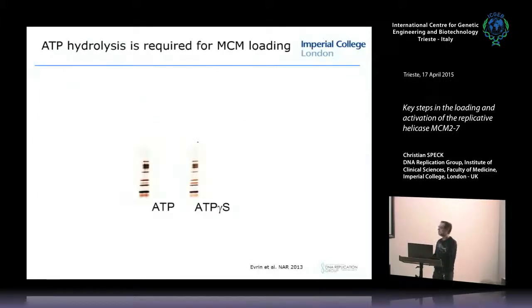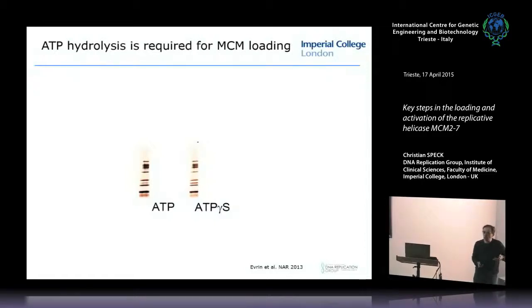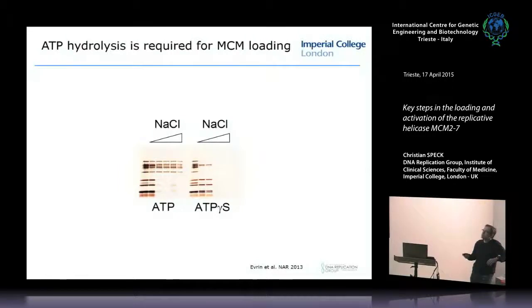The first one was a relatively simple one. We used ATP gamma S, which can only be hydrolyzed extremely slowly. And we asked, what happens in the presence of ATP gamma S versus ATP in respect of complex assembly? And as you can see, you get MCM recruited to DNA in each scenario. However, if you apply this high salt wash, what you see right away is that in the presence of ATP, you form this double hexamer. And in the absence of ATP hydrolysis, this complex becomes very salt sensitive. So this MCM must be in a different conformation than that MCM, right? So this must be some form of intermediate.